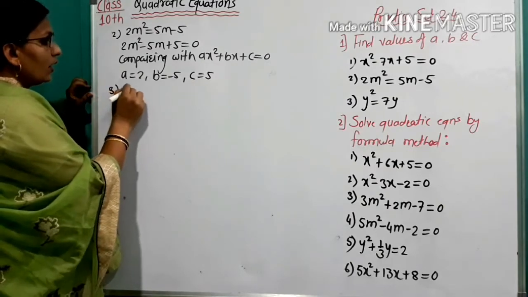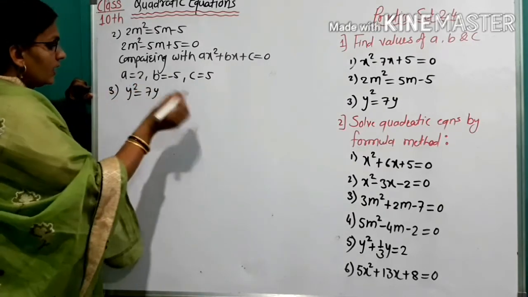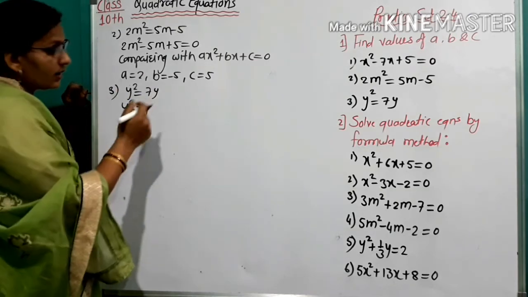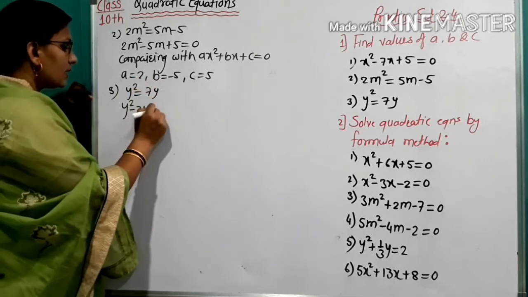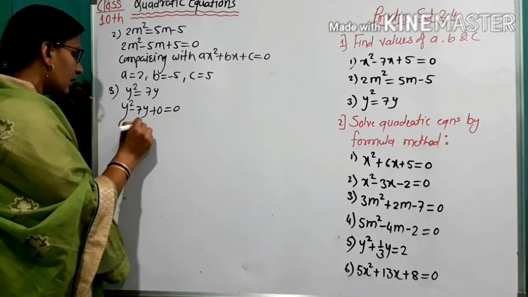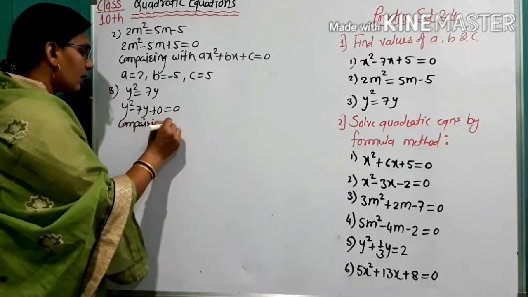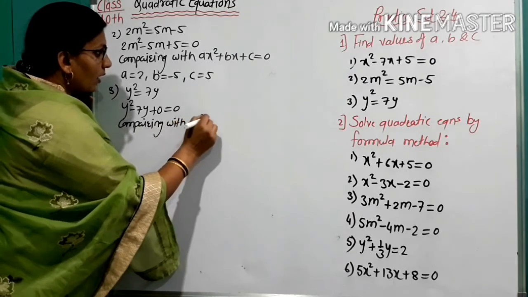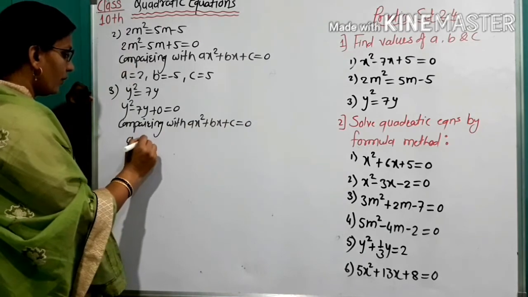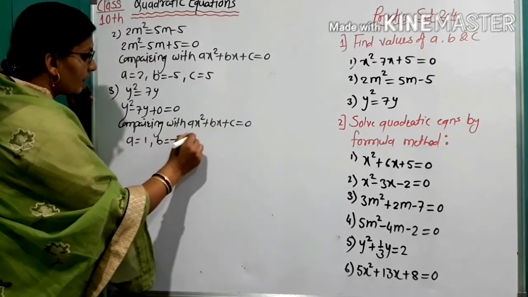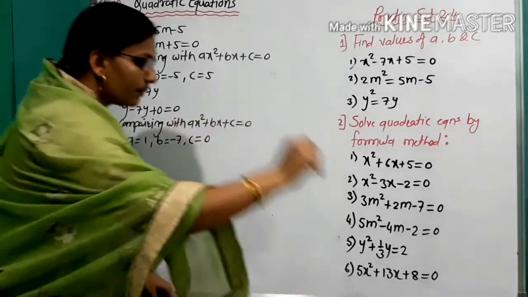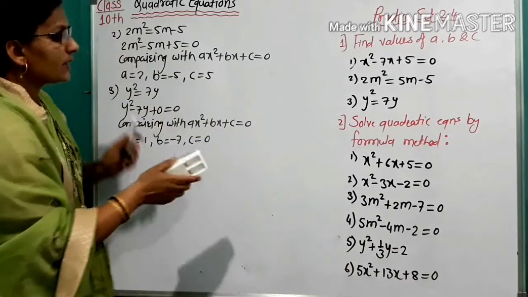Example number 3, y square equal to 7y, written as y square minus 7y. Here the third term is not there, therefore take it as 0, equal to 0 in standard form. Comparing with ax square plus bx plus c equal to 0, we have a equal to 1, b equal to minus 7 and c equal to 0. Now solve examples in question number 2.